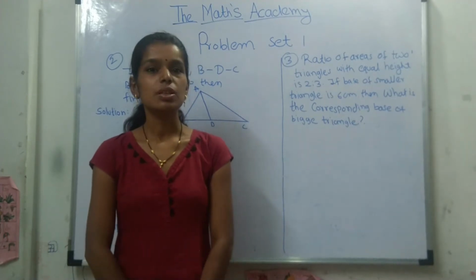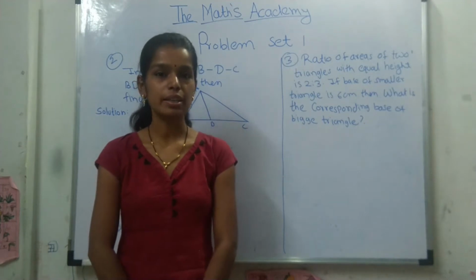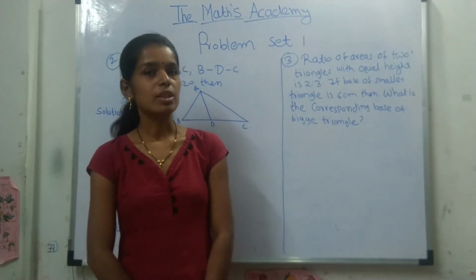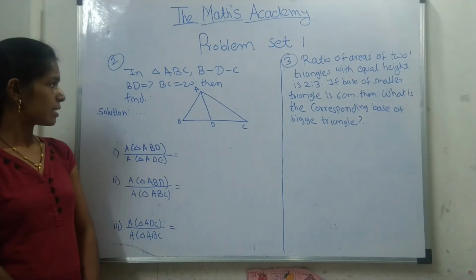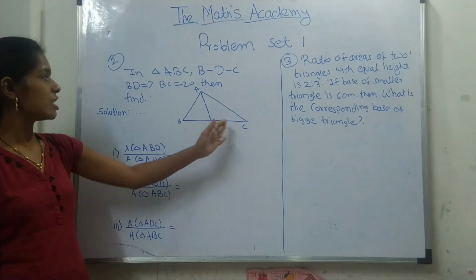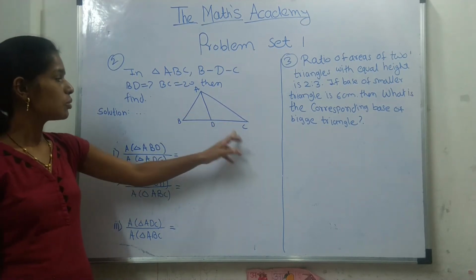Okay, now let's go towards the examples that we have to solve for 1 mark, 2 marks and 3 marks. So let's start with question number 2. What is given in question number 2? We are given a triangle ABC in which B-D-C are collinear. Here BD is equal to 7 and BC is equal to 20.